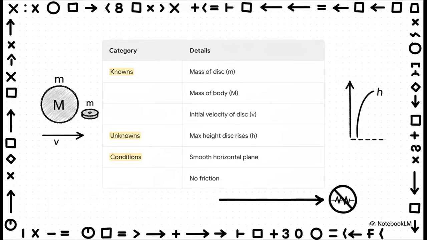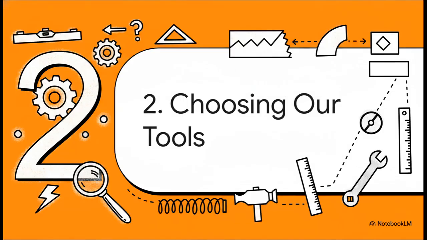Now, the next step is to translate this from English into, well, physics. We list out everything we know, the masses, m, and that initial velocity v. We clearly state what we're looking for, the height h, but most importantly, we write down those conditions. A smooth plane means no external horizontal forces. And no friction, well, that's pretty direct. Just getting organized like this is seriously half the battle. It clears the fog.